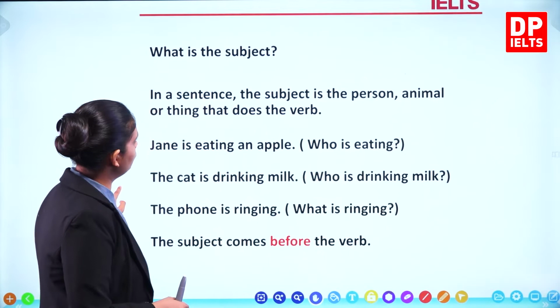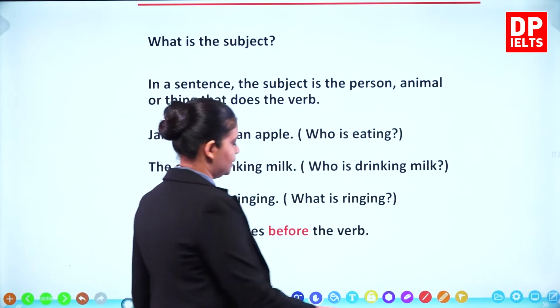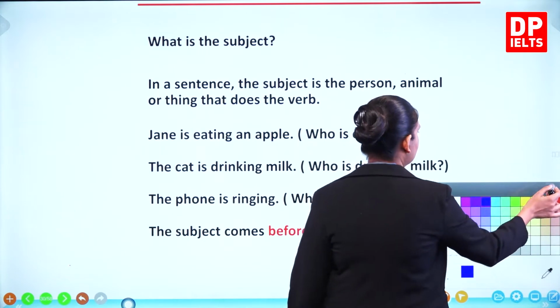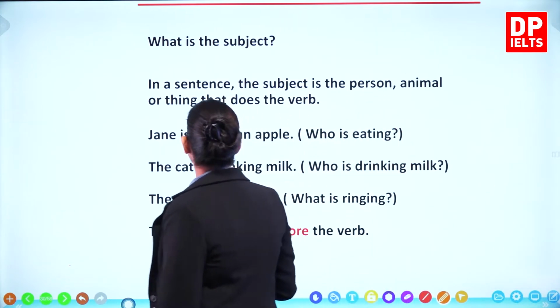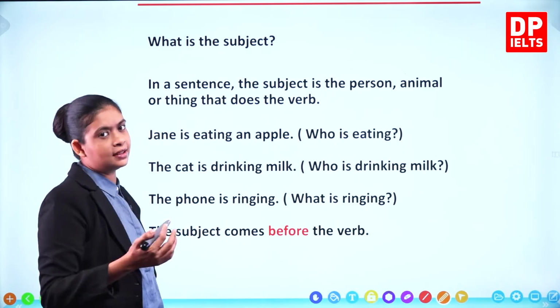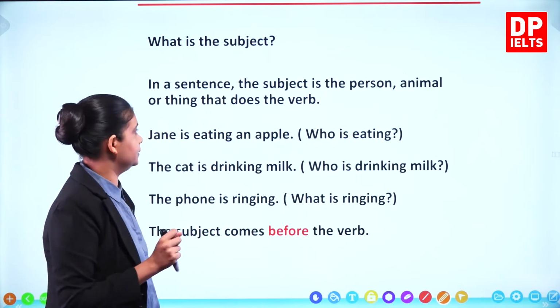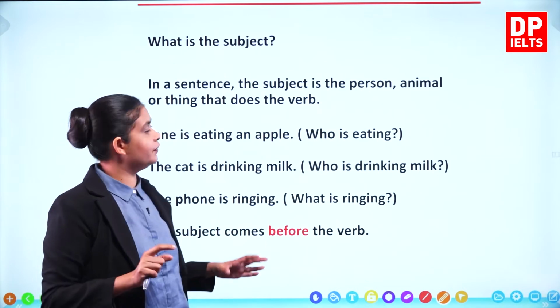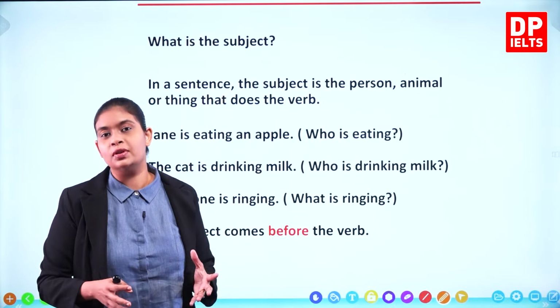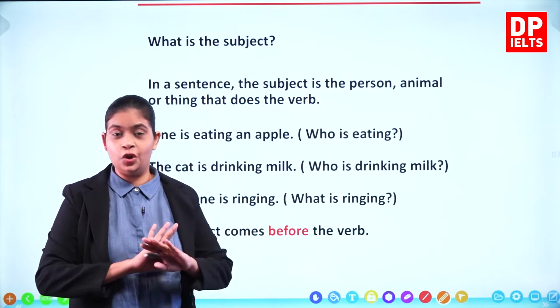Let me just scroll up a bit so that it is nice and clear. What is the subject? Now, before I begin, this is not like a subject that you do in school, like mathematics, history, not that.